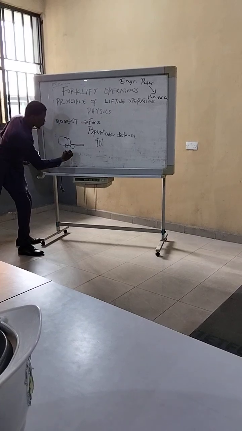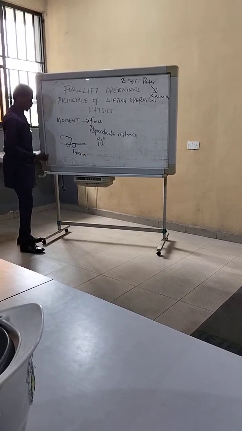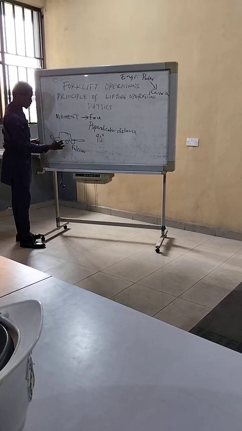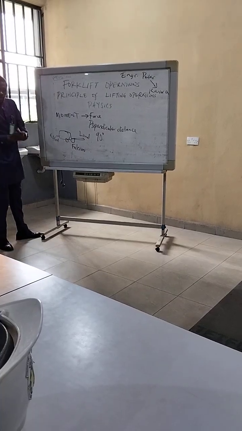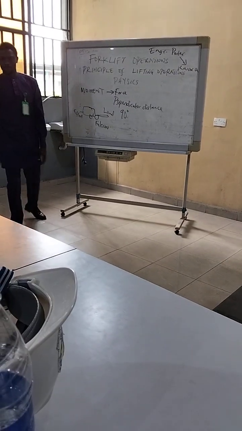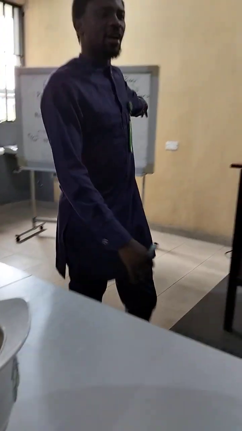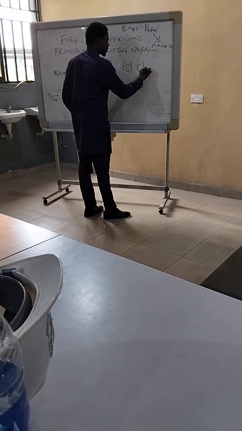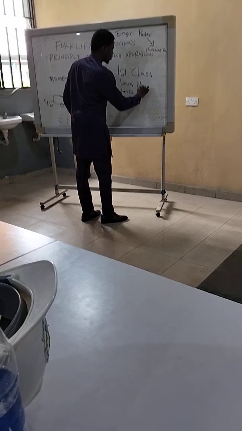This is what we call the fulcrum. This is what we call the effort. This is what we call the load. This is where you put your load. So this is a simple machine in physics. In fact, we call it a first class lever machine.